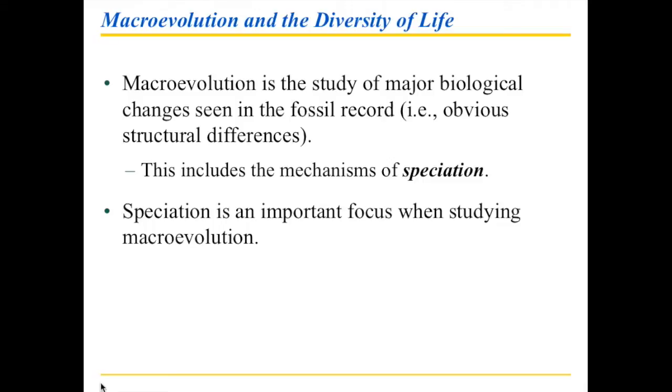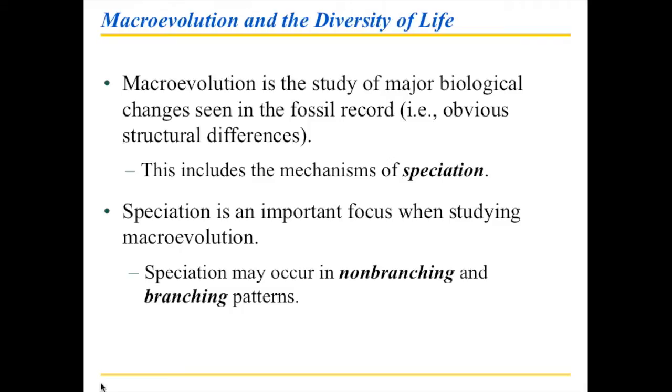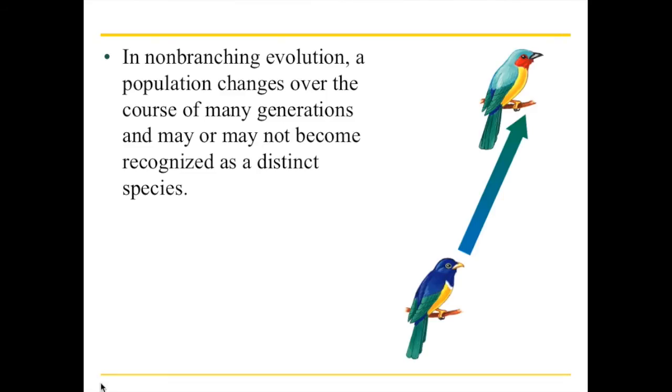And the reason why it is important is because that's the step that gets you past the population level. It gets you past the point of no return, if you will. And in order to investigate that, we're going to look at two patterns. There's non-branching and branching speciation. Let's start with the first one.